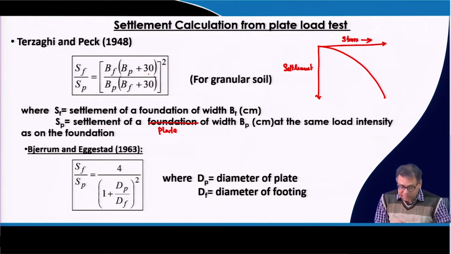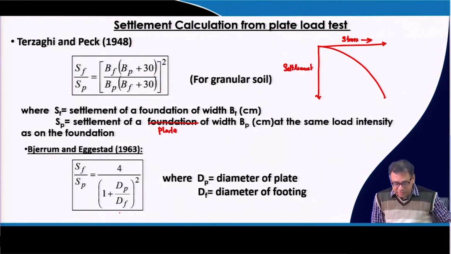So now, this 30 you can write if the dimensions of the plate and the foundation are in centimeter. And this SP is the settlement of the plate with width BP at the same load intensity as on the foundation. Similarly, we can use the second equation also, where dP is the diameter of the plate, dF is the diameter of the footing. This equation also you can use, but here this is the ratio, so unit is not an important thing. So, how can we get that?